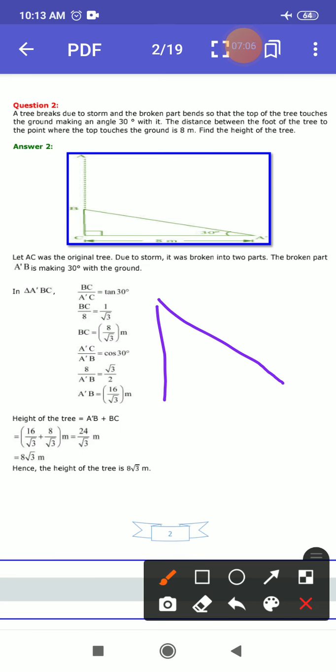Okay, then it makes an angle of 30 with the earth. See in the picture, this is a 30 degree angle. So here it makes a 30 degree angle with the earth, and also the distance between the foot, this is the foot of the tree and this is the top of the tree. So the distance between the foot and the top of the tree is 8 meter. Okay, so now you have to consider the total height of the tree.